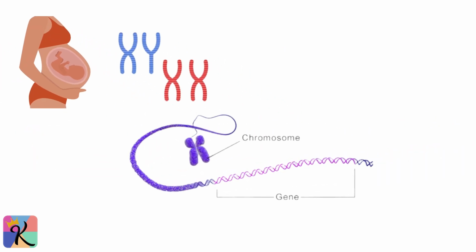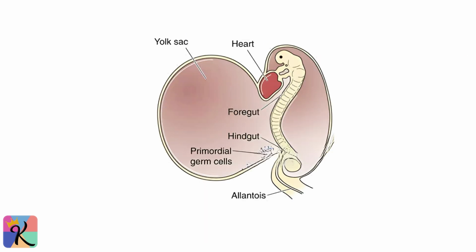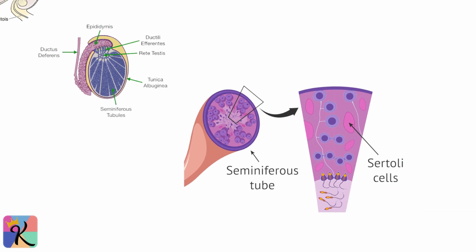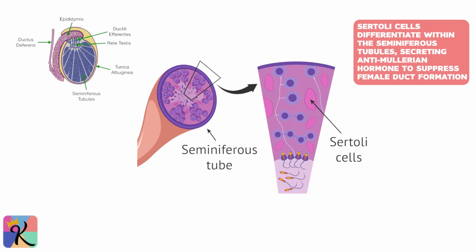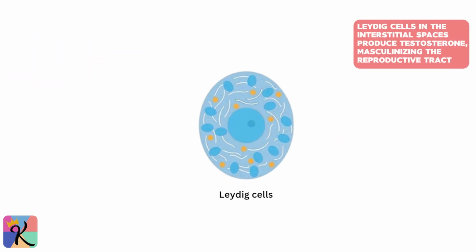At week 7, sex chromosomes begin expressing genes that direct gonadal differentiation. In males, the Y chromosome's SRY gene produces testis-determining factor, initiating the development of testes. The primitive sex cords transform into medullary cords that house primordial germ cells, forming structures like seminiferous tubules. Sertoli cells differentiate within the seminiferous tubules, secreting anti-Müllerian hormone to suppress female duct formation, while Leydig cells in the interstitial spaces produce testosterone, masculinizing the reproductive tract.